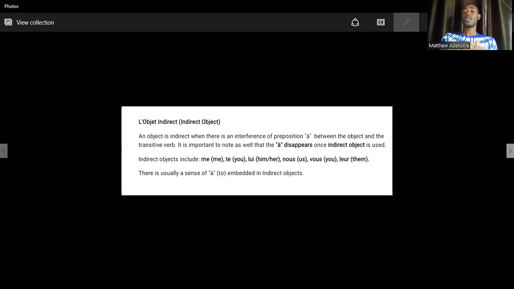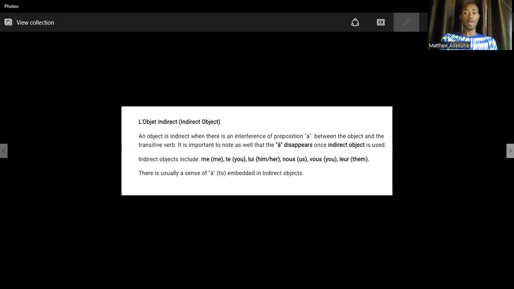For us to call it indirect object, immediately we are converting the noun to pronoun, which is indirect object pronoun. Then that à has to go, it will disappear. We are making a deletion here, and I noted it on the screen there. The indirect objects include me, te, lui, nous, vous, leur. You can just practice with them.